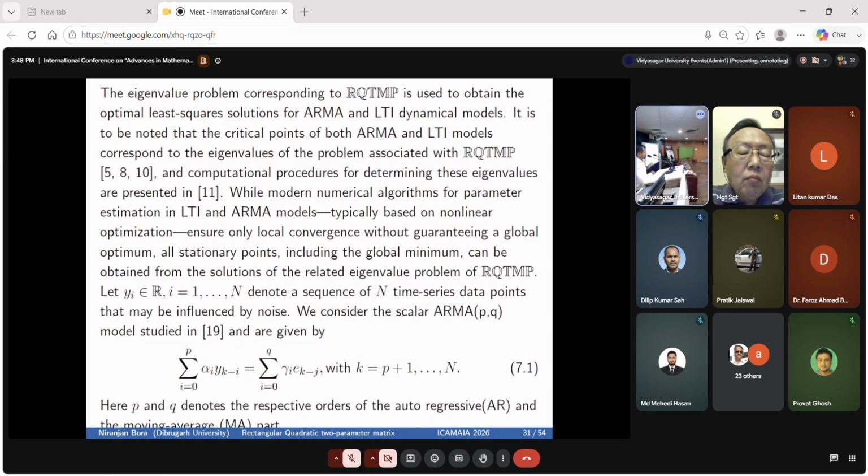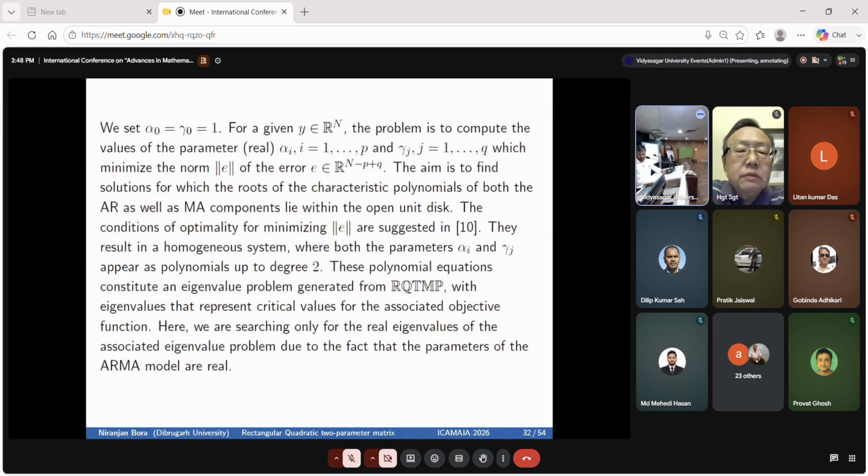So next, in the idea, rectangular total exponent is used to obtain the optimal least square for Arma and LTI dynamic. It is already, these things I already told that these critical points are eigenvalue of this associated problem, and the governing equation of LTI Arma P2 equation 7.1, where these vectors yi belongs to R, and i from 1 to n denote the sequence of n times its data points that may be influenced by noise, and we have considered this alpha naught and gamma naught as one.